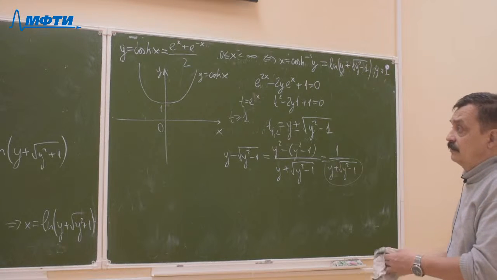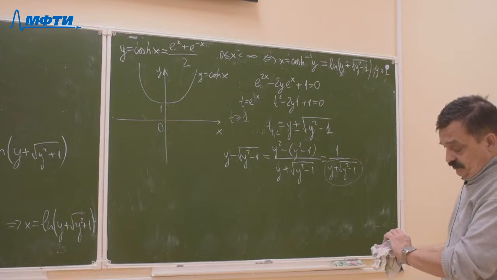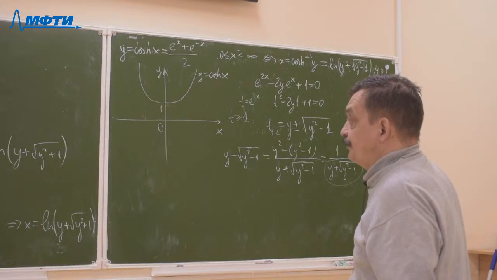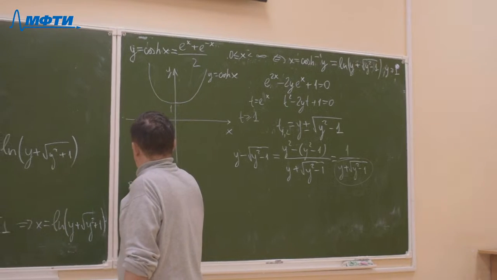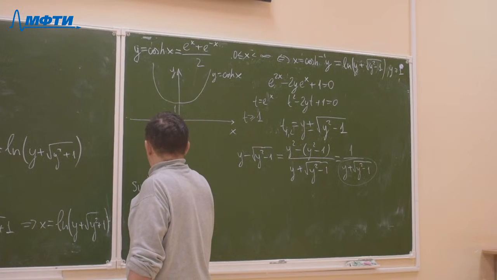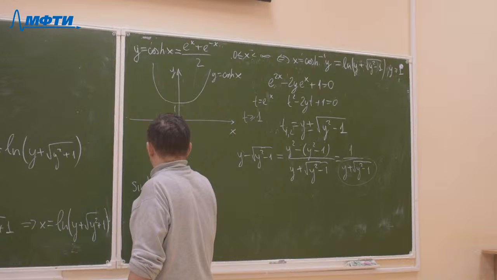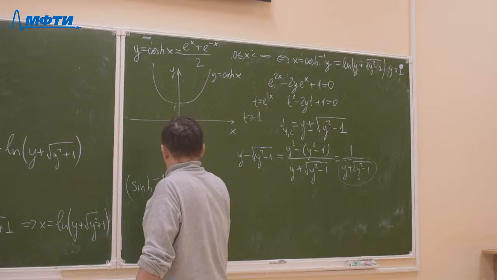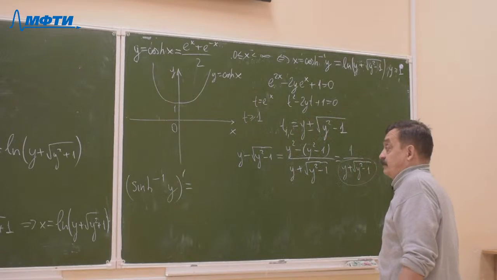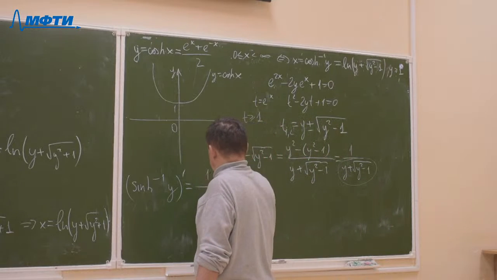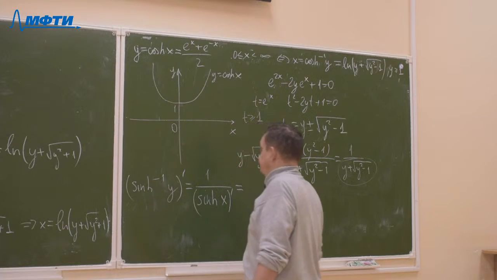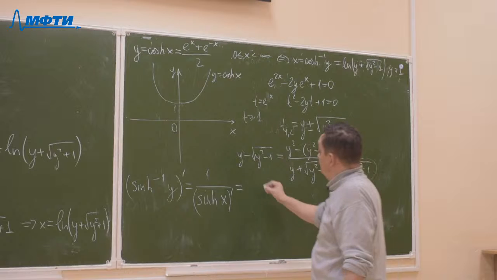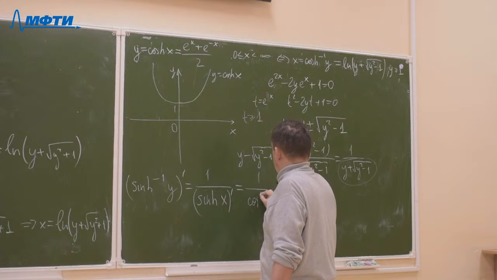So now let us compute derivatives of those functions. Let's say y equals sine hyperbolic minus 1 of x. Its derivative y prime, by the inverse function rule, is 1 over sine hyperbolic x prime, that is 1 over cosine hyperbolic x.